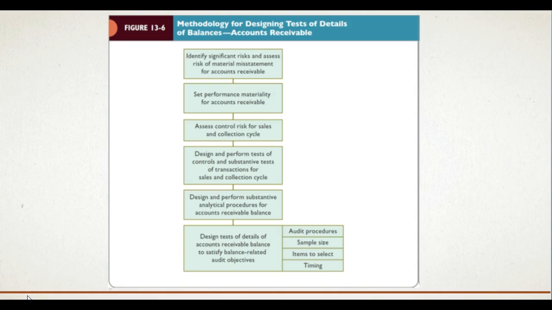Figure 13-6 is a summary of the methodology for designing tests of details of balances applied to accounts receivable. The key decisions in designing tests of details of balances seen in this figure were discussed in the previous slide. You can find Figure 13-6 on page 422 of your textbook.